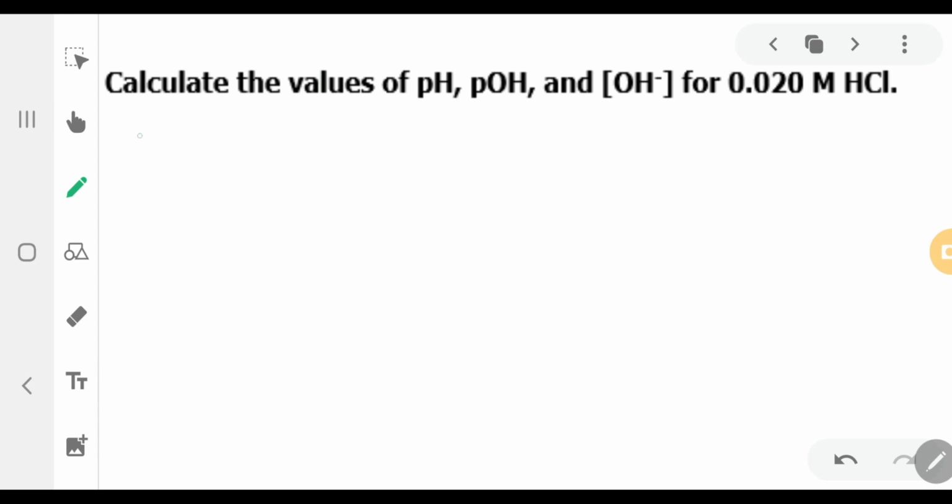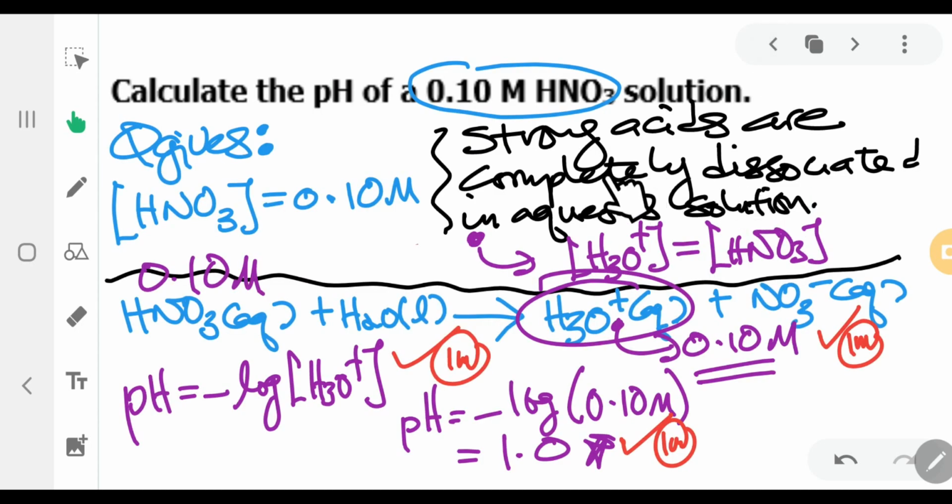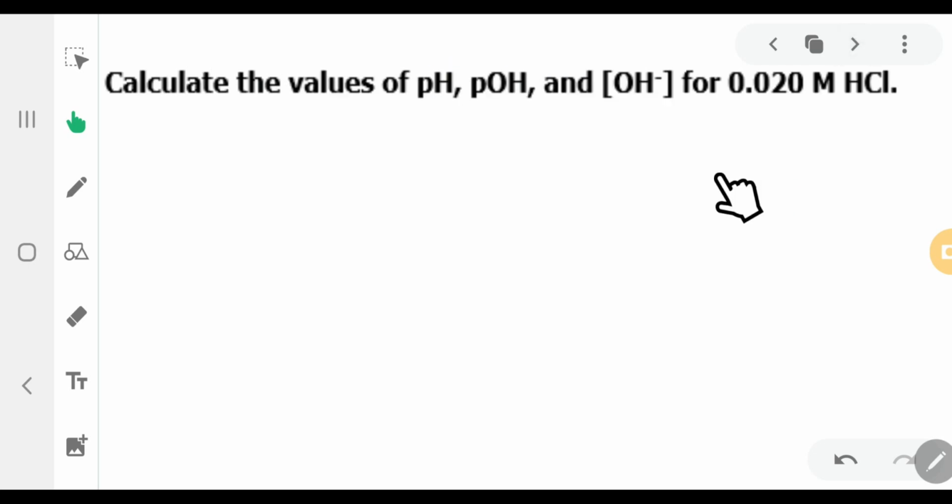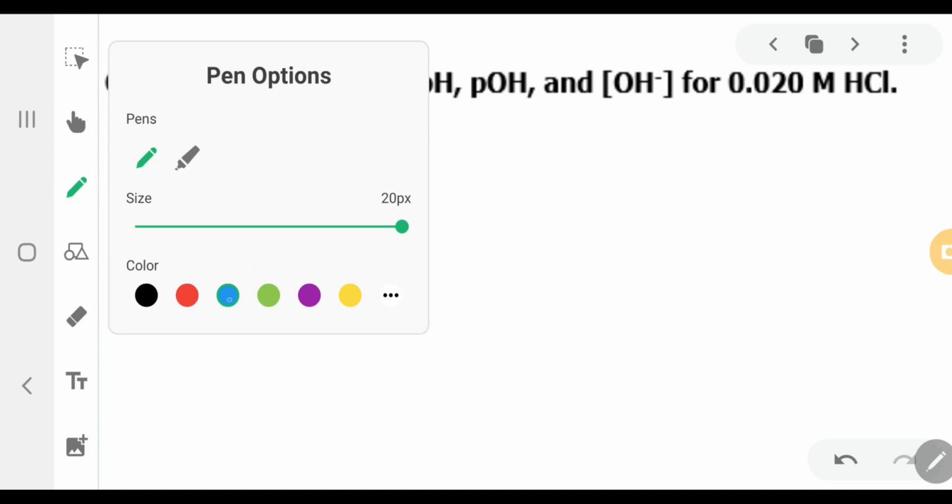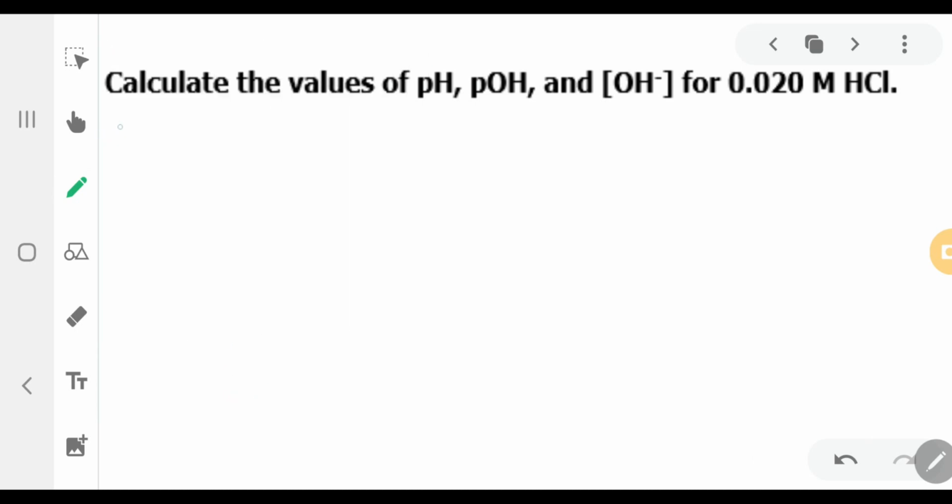First we're going to write the balance equation for the dissociation of strong acid HCl. Remember, strong acid will be completely dissociated in aqueous solution. Therefore, the concentration of H3O+ will be the same as the concentration of your acid. So first we're going to write the balance equation.